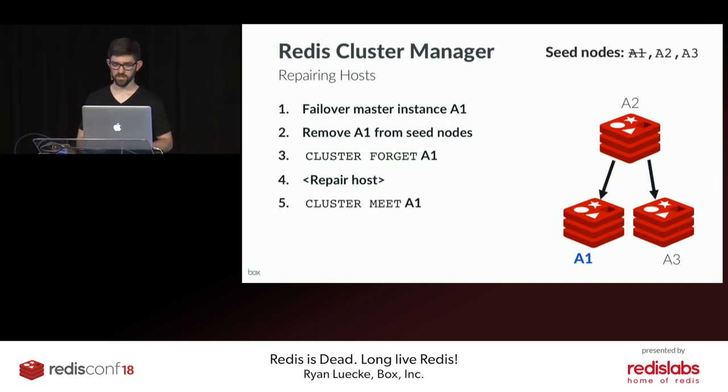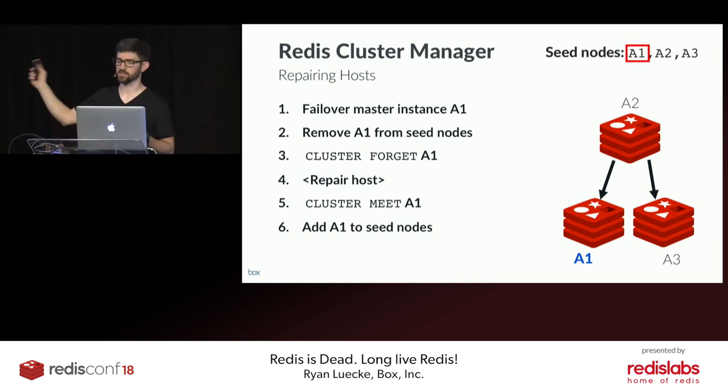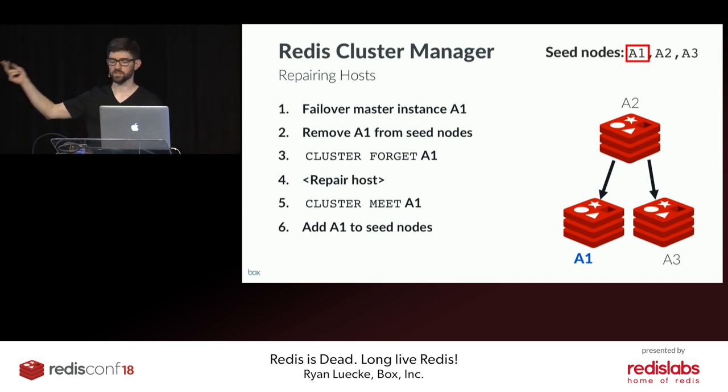When we're done doing maintenance, we can ask the cluster to merge A1 back into the cluster and make it part of it. And then an important last step is to add A1 back to the seed nodes so that clients can be exposed to this cluster node. The seed nodes nuance is important because any node in the cluster can respond to cluster slots. So even if your node is, say, a replica node, it still may be asked what the cluster slots are for the whole cluster, because clients usually pick any node in the seed nodes and ask for cluster slots.